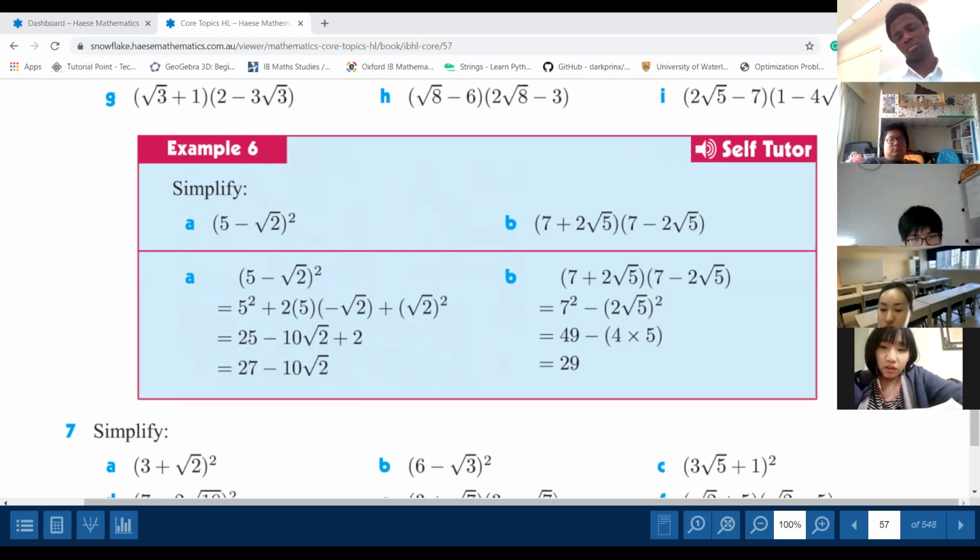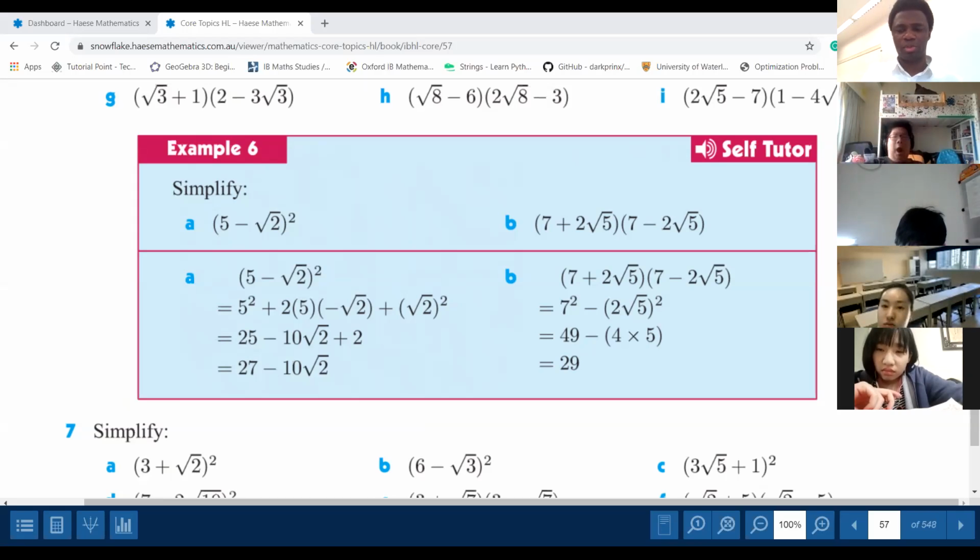2 root 5 all squared means 2 times root 5 times 2 times root 5. 2 times 2 is 4, and root 5 times root 5 is 5. We therefore have 49 minus 20, which is 29.